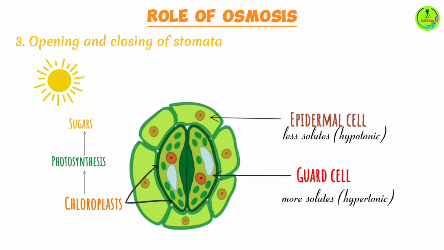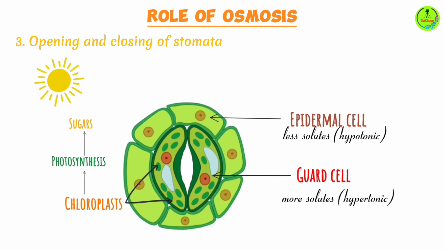So what happens if you have two cells where one is hypertonic and the other is hypotonic? Simple. Osmosis takes place. So the guard cells absorb water by osmosis. So they swell, become turgid, and pull away from one another, causing the stomata to open up. So this is the reason why during the day, the stomata tend to be open.